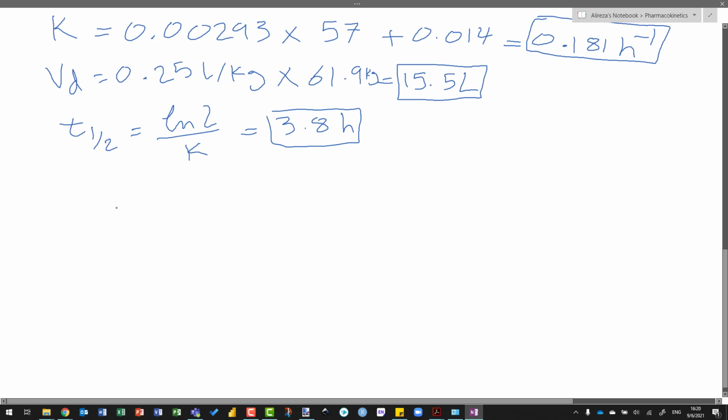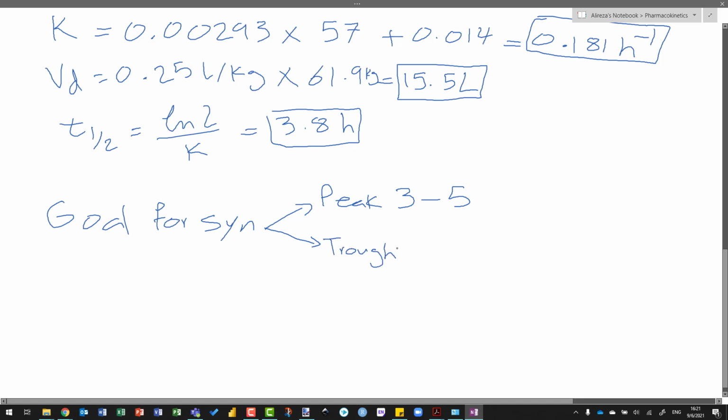Now, before we make any calculations for dose and frequency, make sure that we are using the correct goal for synergy. So for synergy, basically it's recommended to have a peak of 3 to 5, and that's for efficacy, and for safety you want a trough to be less than 2 for gentamicin specifically. So to make calculations easy, I'm just gonna use 4 right in the middle here for the peak, and for trough I'm just gonna go for 1.